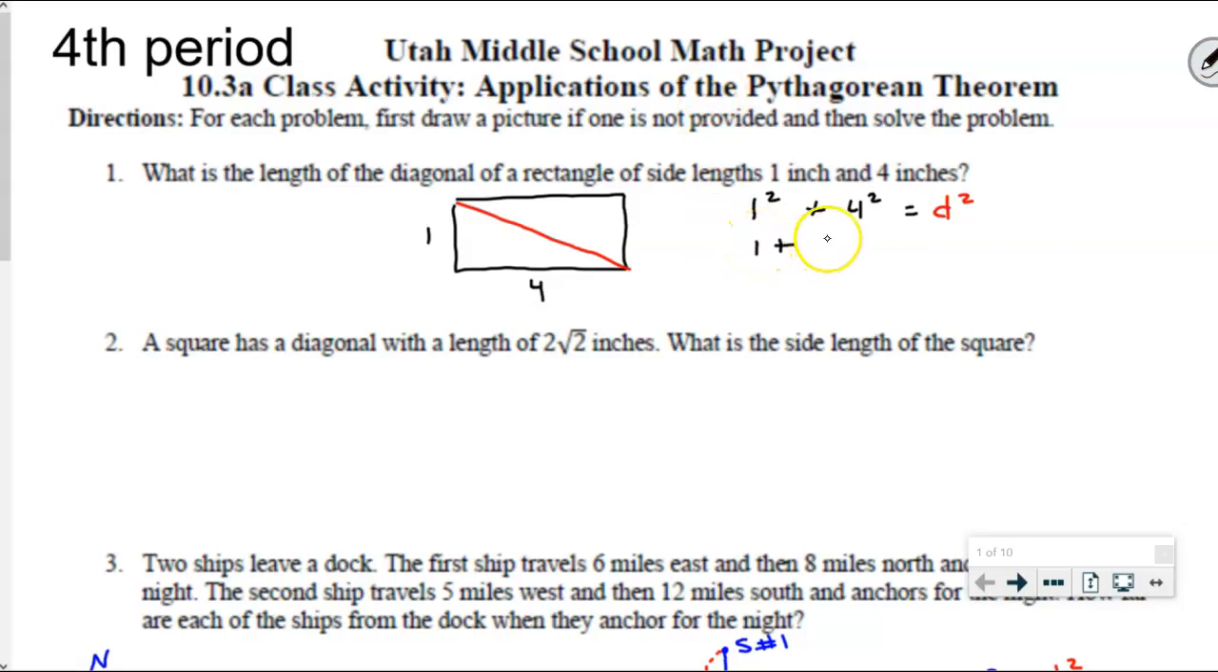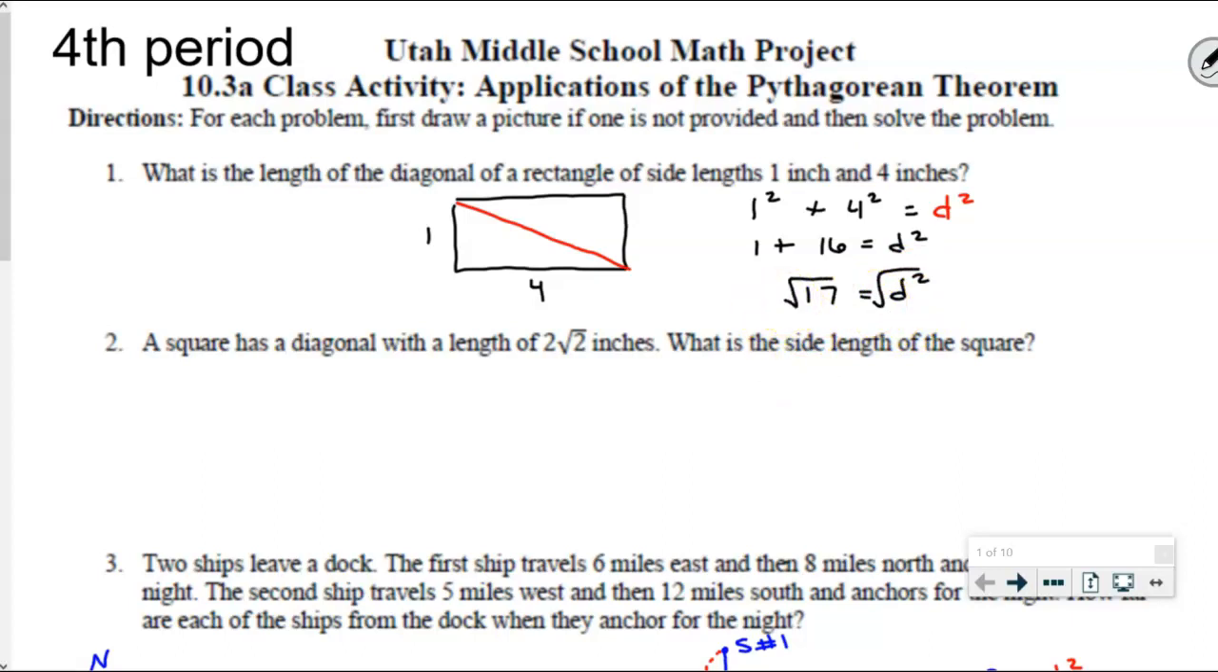1 plus 16, notice that I'm simplifying here, is equal to the diagonal squared. 1 plus 16 is equal to 17. 17 is equal to the diagonal squared. I take the square root of each side. Am I going to get a nice number here?